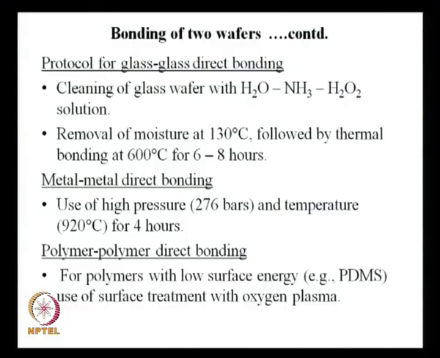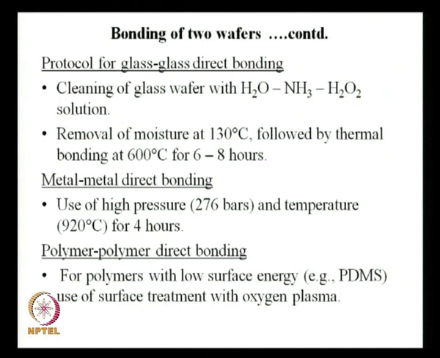So, it is a very straightforward protocol. Take the two layers, first make sure that the surface is properly treated by dipping it in certain liquids, and then put it in the oven furnace at a certain temperature. You have to hold it for a certain amount of time, and the bonding will be over. Now, we talked about silicon direct bonding, where we had a certain temperature. Here for glass, the temperature is less, 600 degree centigrade. If you go for a metal direct bonding, use of high pressure and temperature for 4 hours. Of course, it depends on what type of metal you use.